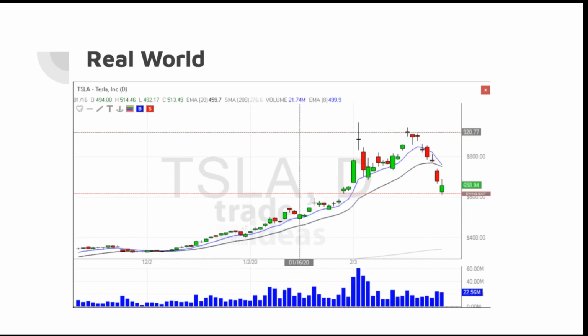trading strategies. So this is Tesla. It's actually really sad looking at these charts right now because none of them look like this anymore.